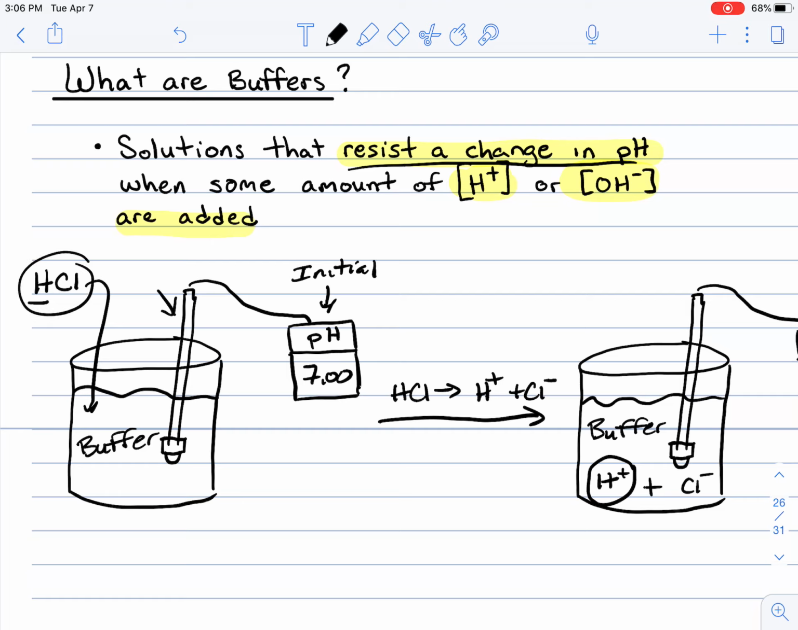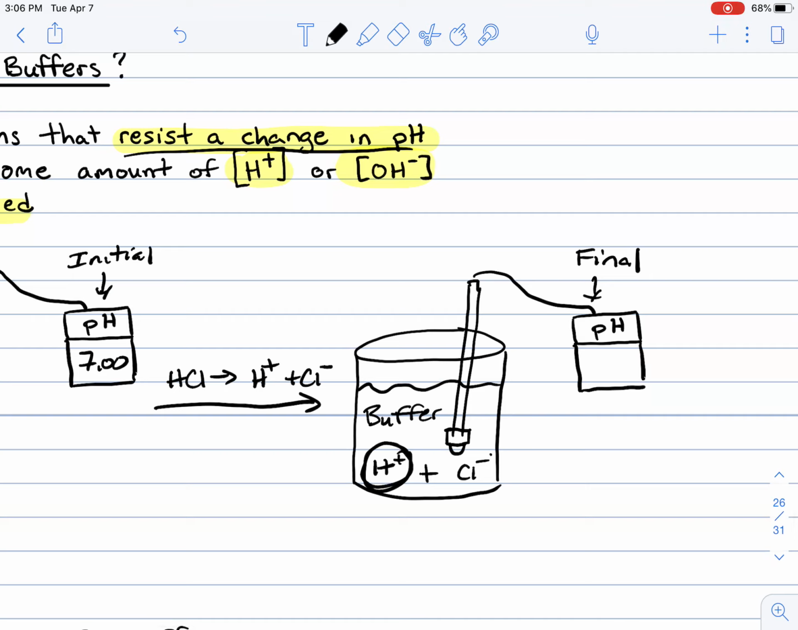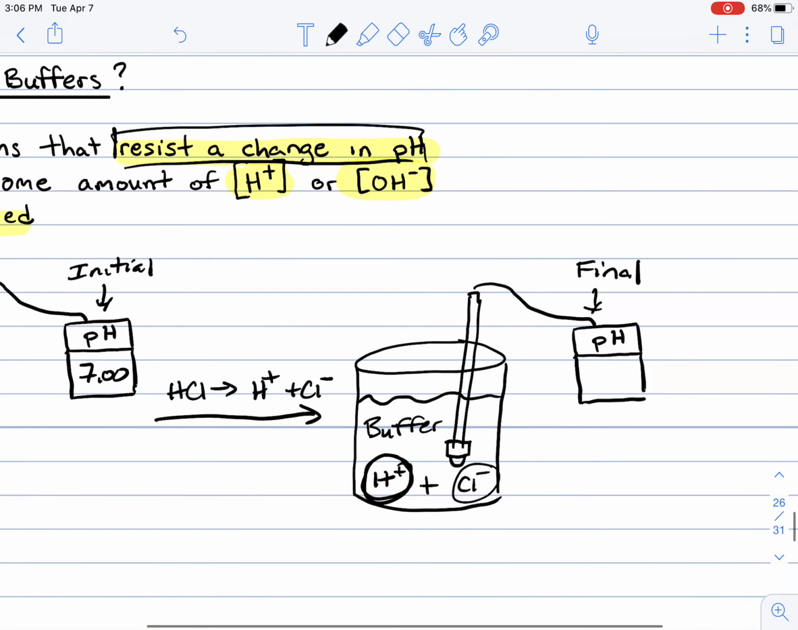If we add the same amount of hydrochloric acid as we added into water, the hydrochloric acid is still going to produce this H plus and Cl minus. We'll take a look at the mechanism of how a buffer actually resists a change in pH. But for now, it's okay for us to just understand that somehow this hydrogen ion is absorbed by the buffer. If the hydrogen ion is absorbed by the buffer, it's no longer going to be present inside that solution.